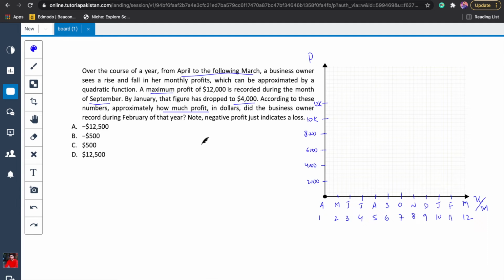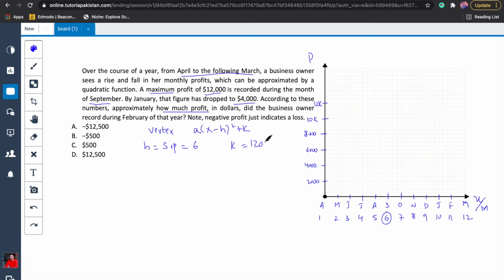Okay. So now we need to come up with an equation. We have a maximum profit, that is the vertex. So when you have the vertex, you should immediately realize that you can form the vertex form equation, that is a into x minus h whole square plus k. And we have our h and k. H is basically the month of September, which is the 6th month. See, from April till September, it's the 6th month. We have H as 6 and K is already given to us, that is 12,000.